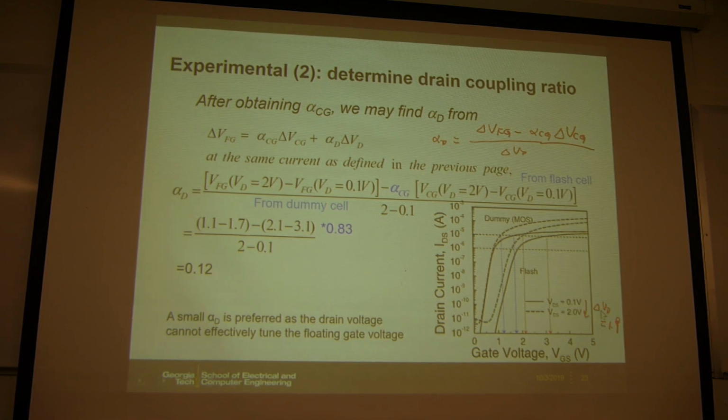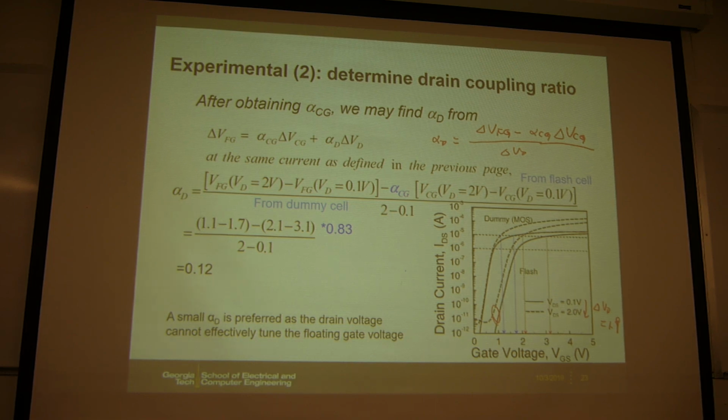And then if you change this delta VD by 1.9, the alpha CG is already calculated in the previous slide, which is this 0.83. Okay. So what we need is just the delta VFG and delta VCG. So delta VFG is the change of the floating gate voltage between those two drain voltages, from 0.1 volt to 2 volts. So with that, we need to look at the flash cell, and here those two are flash cell, and we have those, let's say, delta VFG.